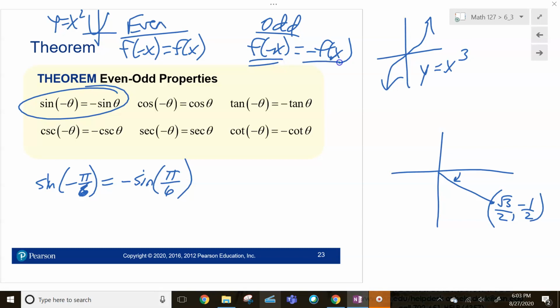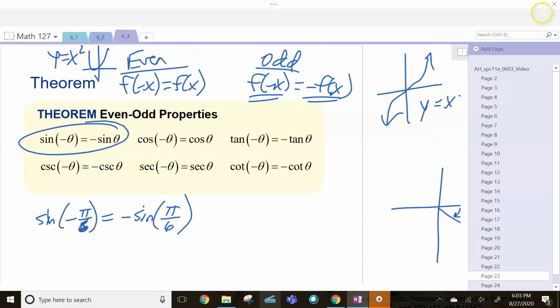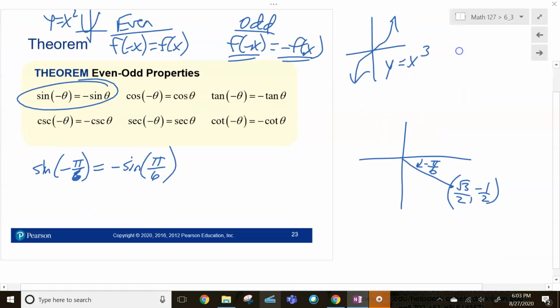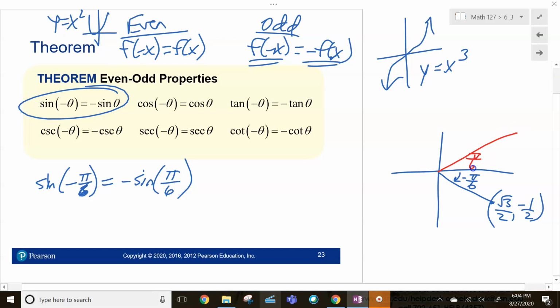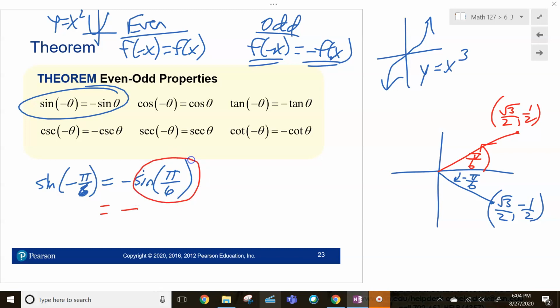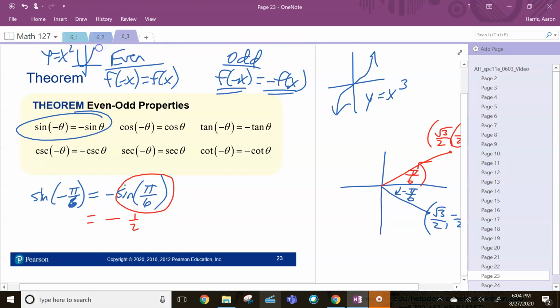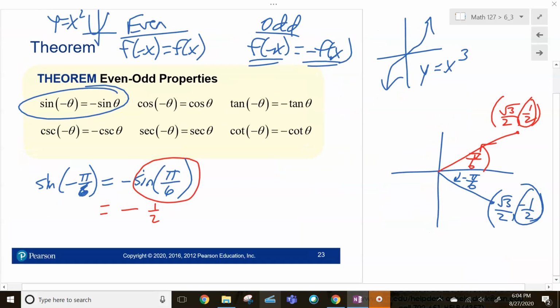f of negative x equals the opposite of f of x, right? In other words, if I go positive pi over 6, what's the sine of pi over 6? It's just a half, but you have the negative in front. What was the sine of negative pi over 6? We know the sine of negative pi over 6 is negative a half. You see that? So the sine function is odd.